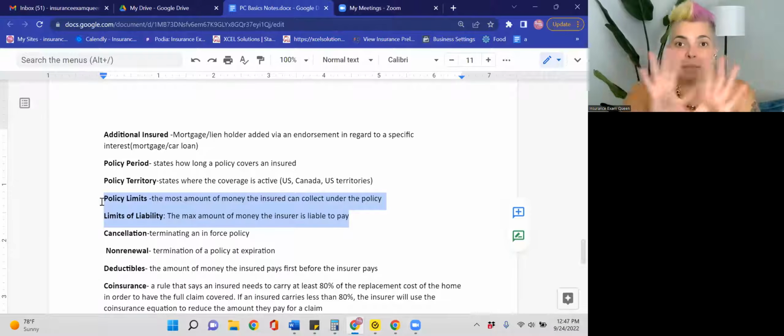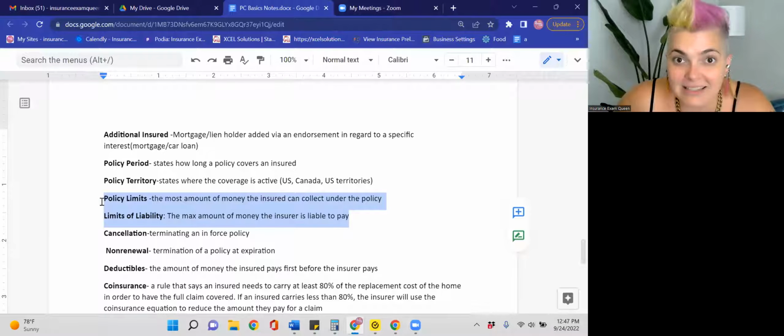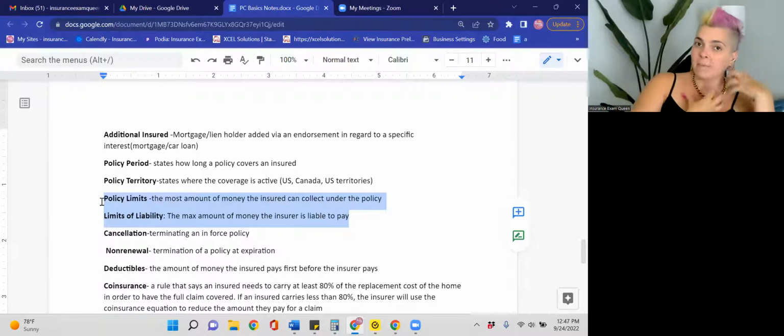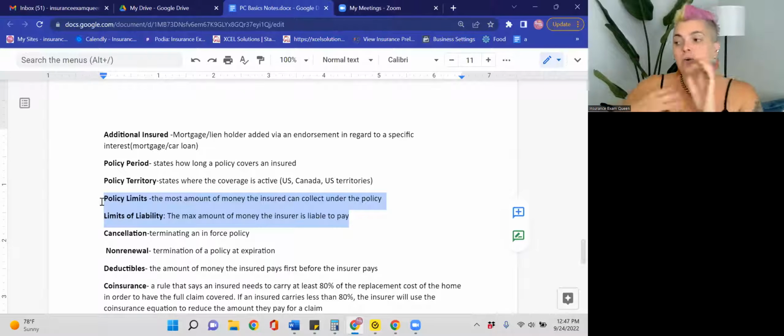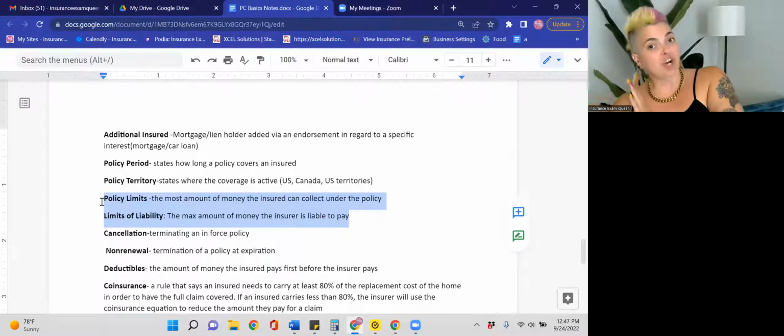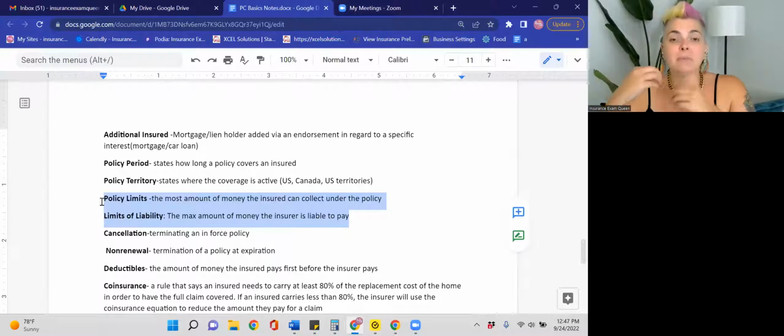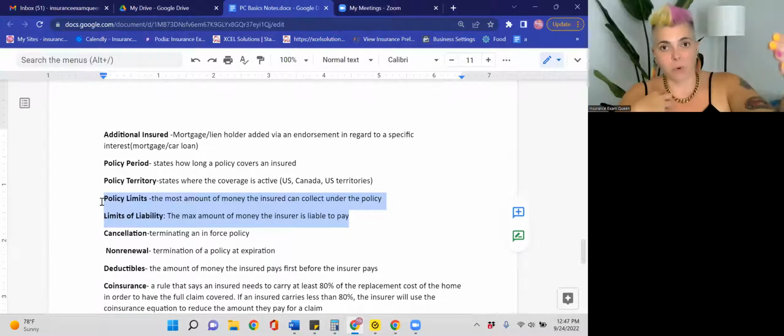So it's the same amount of money. The amount of money that I can collect is the same as the insurer will pay, yes. But when it's coming from my perspective as the customer, we say policy limits. When it's coming from the perspective of the insurance company, we say limits of liability. Because remember, liable means I'm responsible for.